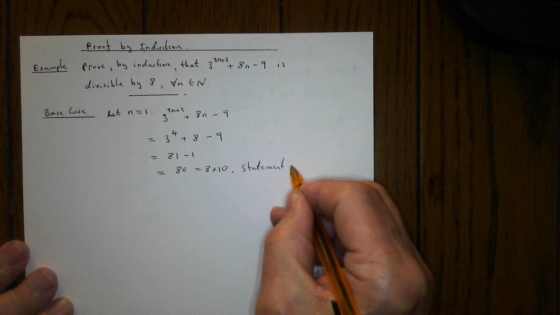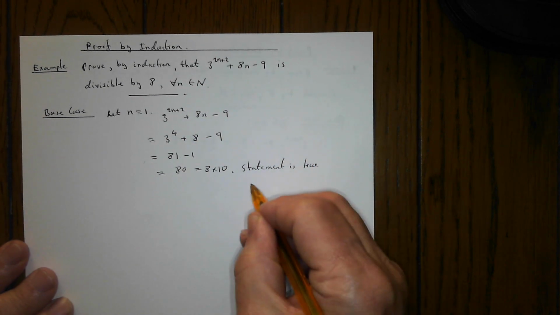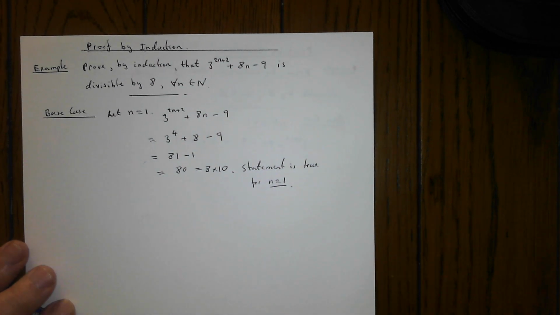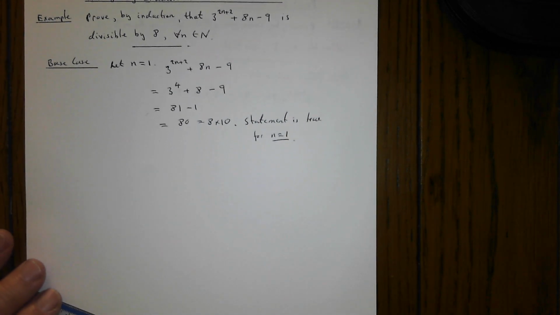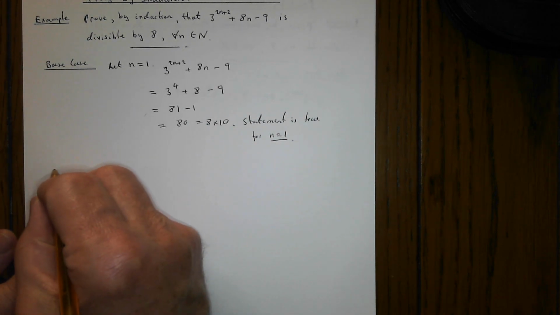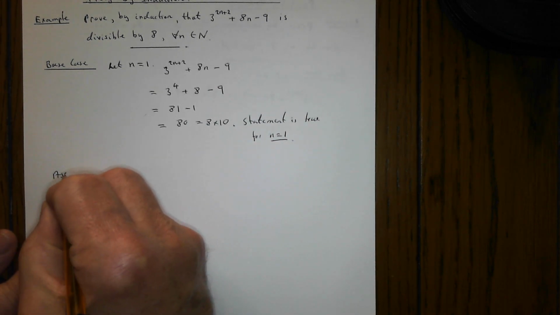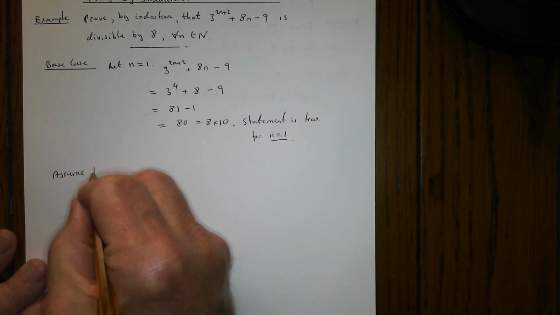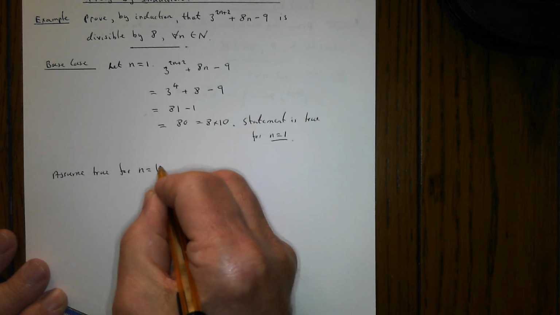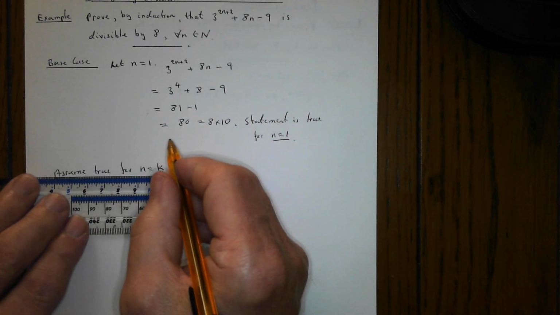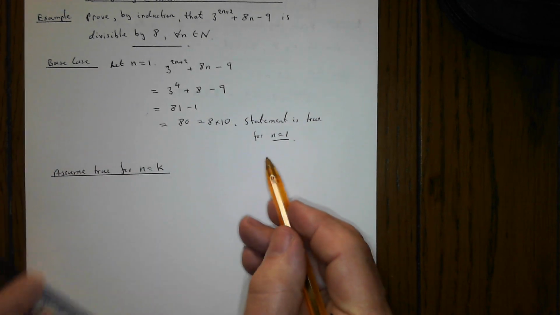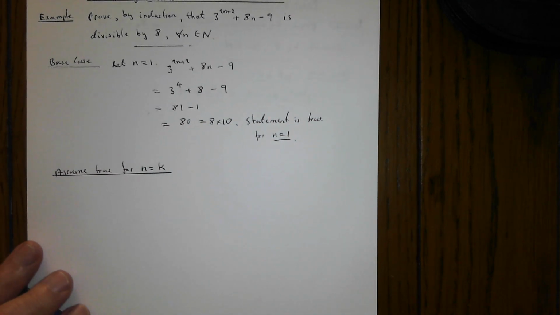Statement is true for n equal to 1. So we know it's definitely true for at least one value of n. So we can make an assumption now. We can assume it is true for n equal to k, for some value of n, and we know it's definitely true for at least 1 because we've proved it for 1.